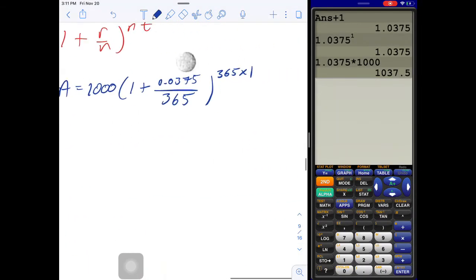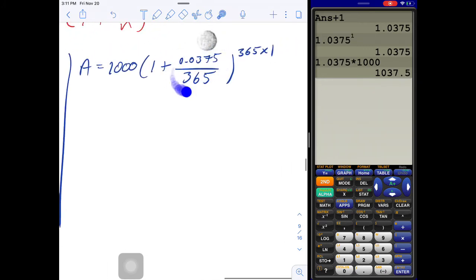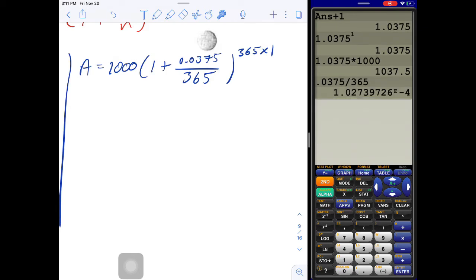Okay, so again, always figure out what's in the brackets first. So first I'm going to take 0.0375 and divide it by 365. So I get a really ugly number. Okay, so what you're going to do is just add 1 to that. So if you just press the plus button, your calculator's smart enough, it'll take the last answer and add 1 to it. Okay, so there is our number there.